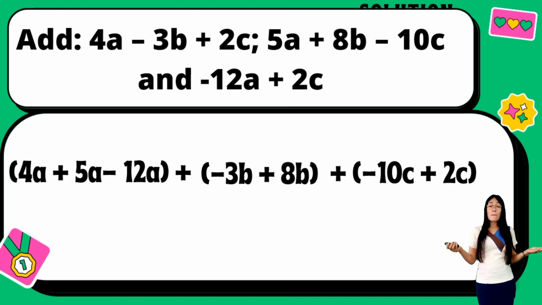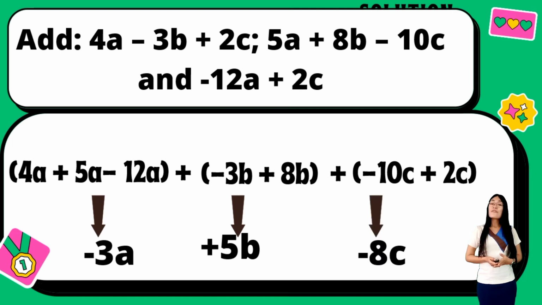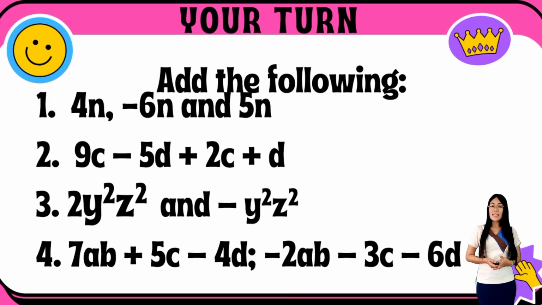And after combining them together, we will add the similar terms by applying the rules in adding polynomials. What do you think is the answer for the first group of similar terms? That's correct. It is negative 3a. Another group, that's right, 5b. And the last group, correct, it's negative 6c.